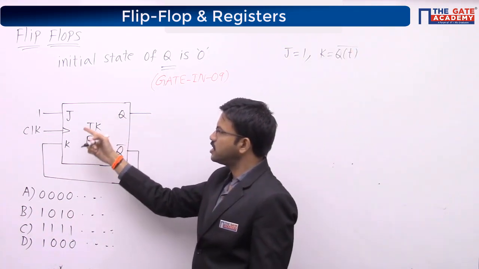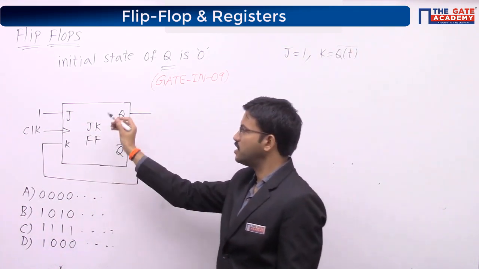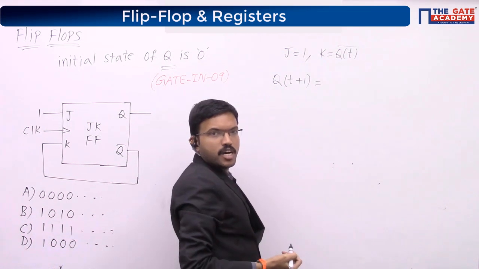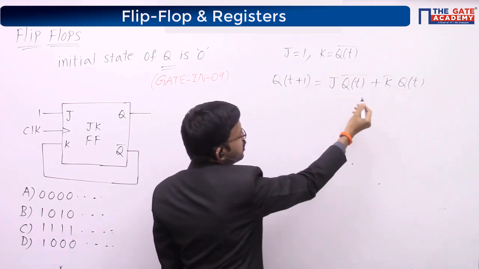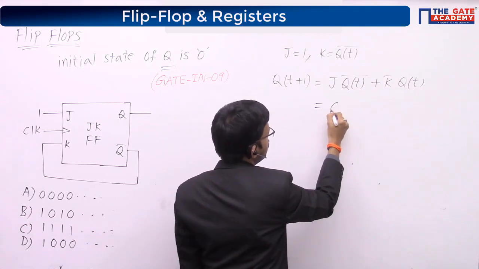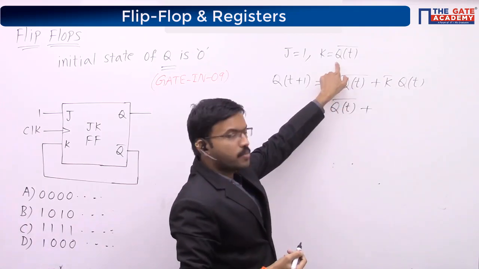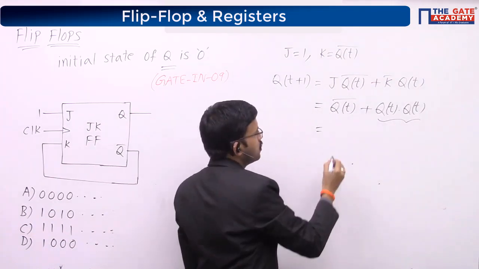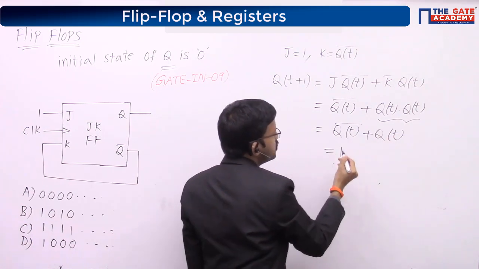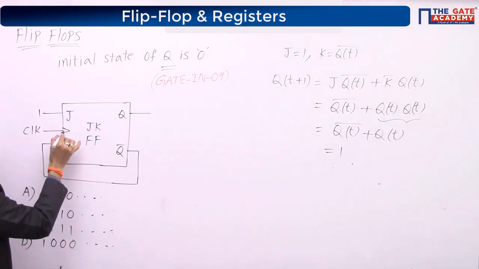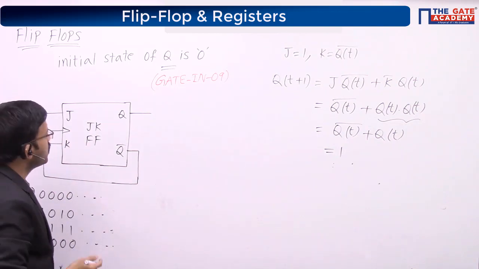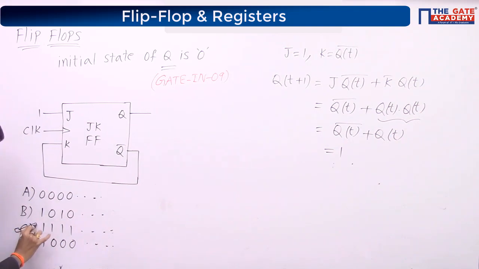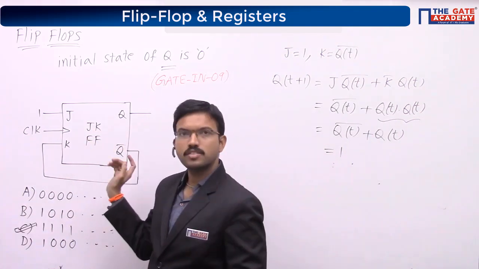Okay, first write the characteristic equation of the JK flip-flop. That is Q of t plus 1 equal to JQ bar plus K bar Q. Substitute the J and K values here. So J is 1, that is Q bar. See, K is Q bar, that means K bar will be Q. So here Q into Q is Q, here Q bar. So Q plus Q bar is 1. That means for every, here he has given a positive edge triggered clock signal. That means for every positive edge of the clock signal, the output will be 1. That means option C. For this question, even if it is negative edge, the answer is the same.